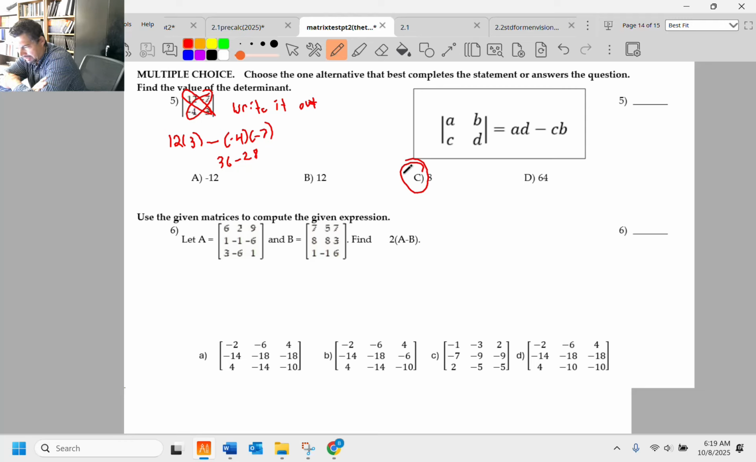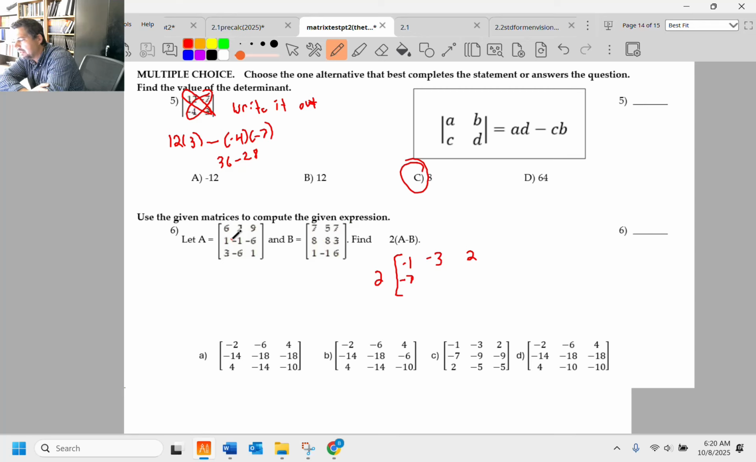This one was pretty bad for a couple of reasons. The very first thing you should have done is figure out what a minus b is. So 6 minus 7 is a negative 1. By the way, there's still a 2 out front. That's what a lot of kids forgot. But I'm doing a minus b. 6 minus 7 is negative 1. 2 minus 5 is negative 3. 9 minus 7 is 2.